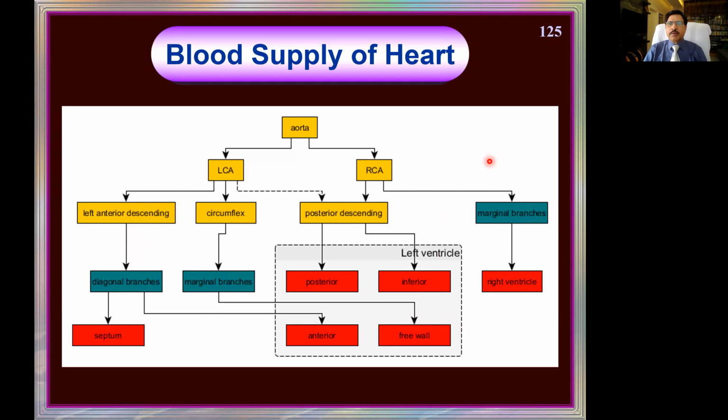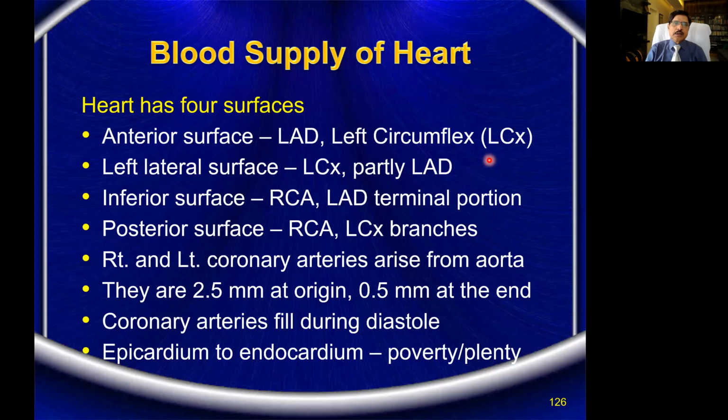So this is another way of representing the same information. This is the English of that. Anterior surface, LAD, left circumflex. If you see an anterior infarction, the culprit vessel is either LAD or the left circumflex. Lateral surface, left circumflex, and sometimes partly LAD. Inferior surface, RCA or LAD terminal portion. Posterior surface, either RCA or LCX.